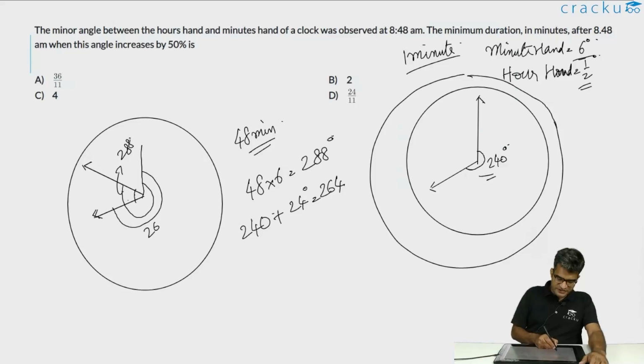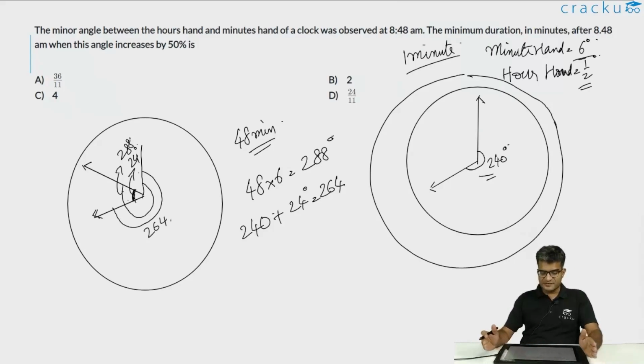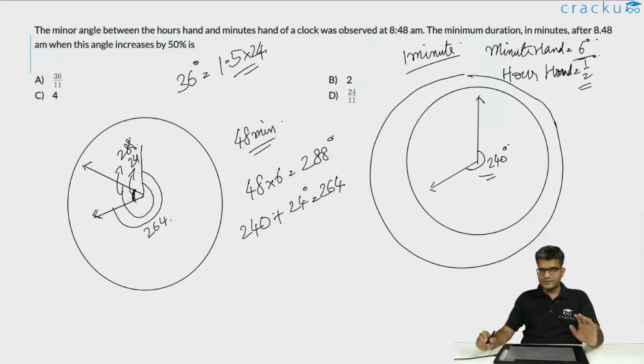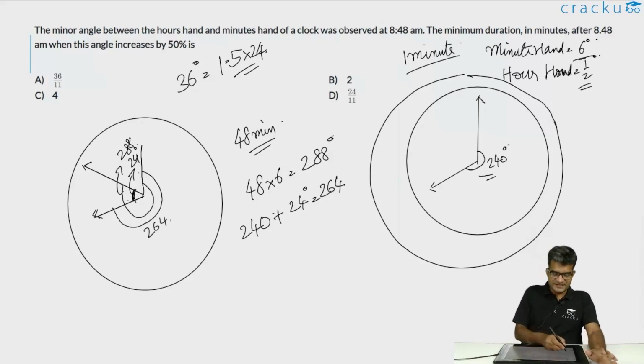This angle over here is 264. So this difference, this angle between both the hands, will be equal to 288 minus 264, which is 24 degrees. If the angle increases by 50%, that angle becomes 36 degrees, which is equal to 1.5 into 24. Suppose it becomes 36 degrees x minutes after 8.